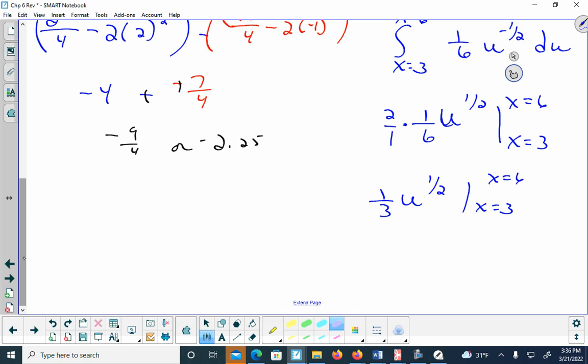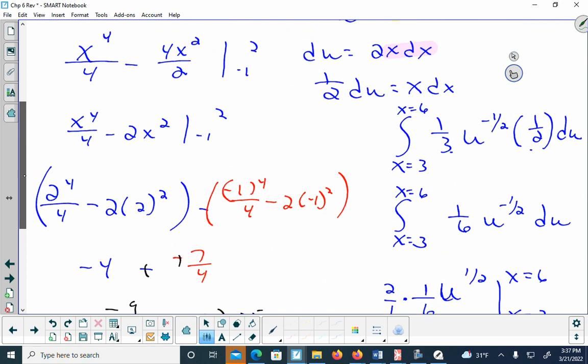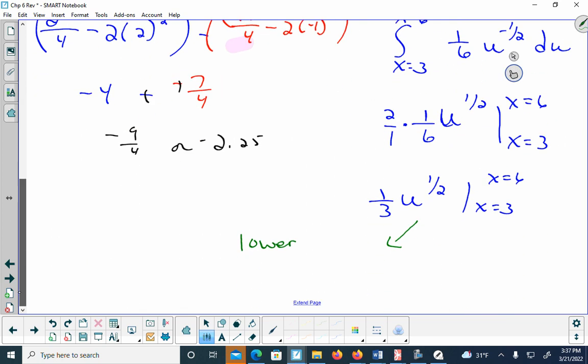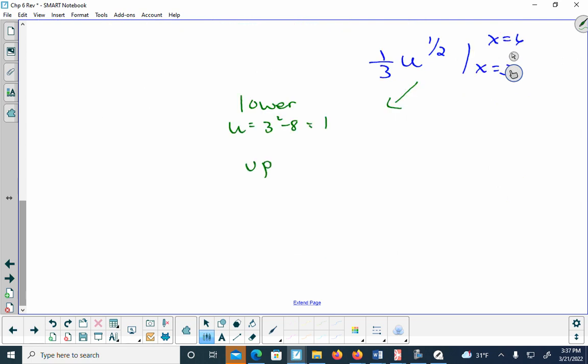Now, I have a choice of how I can do this. I'm sticking with the u, which is fine. If I stick with the u, I have to find the new limits. To find the lower limit, that's when x is equal to 3. But remember, u is equal to x squared minus 8. So my lower limit would be 3 squared minus 8, so that's 9 minus 8, which is 1. My upper limit is 6 squared minus 8, which is 36 minus 8, 28.